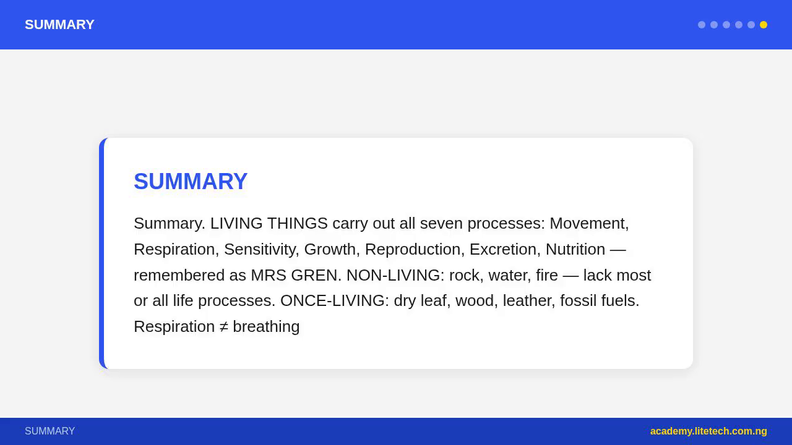For homework: A. List the 7 life processes with 1 example each from your environment. B. Classify: candle flame, cassava plant, plastic bag, earthworm, dry bone, cloud. C. Explain the difference between excretion and egestion. Attempt a quiz on your LMS.